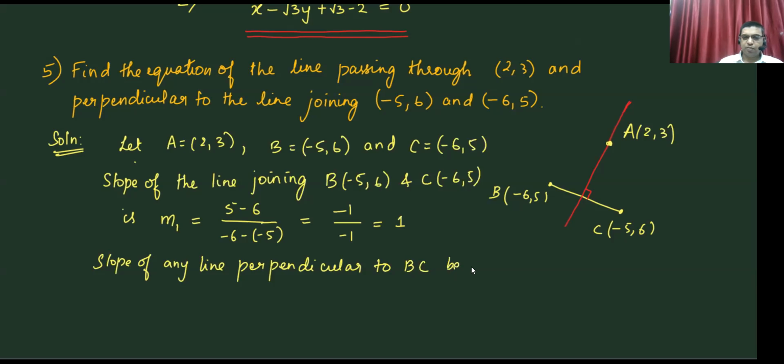Okay, then what? The product of slopes m1 and m2 should be minus 1. So m2 will be minus 1 by m1, and m1 is 1. So you get minus 1. So the slope of the required line is minus 1.